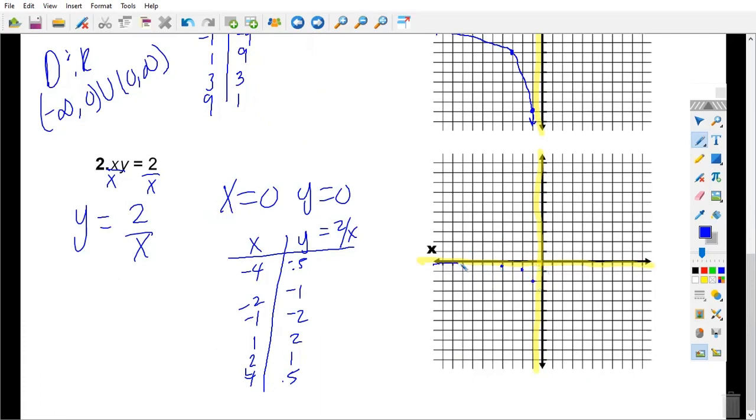So notice it's getting a little closer and closer, but is it going to ever touch it? No. It's stuck in the friend zone. Some people need to be in the friend zone. Okay. And again, the domain and range is still going to be the same.